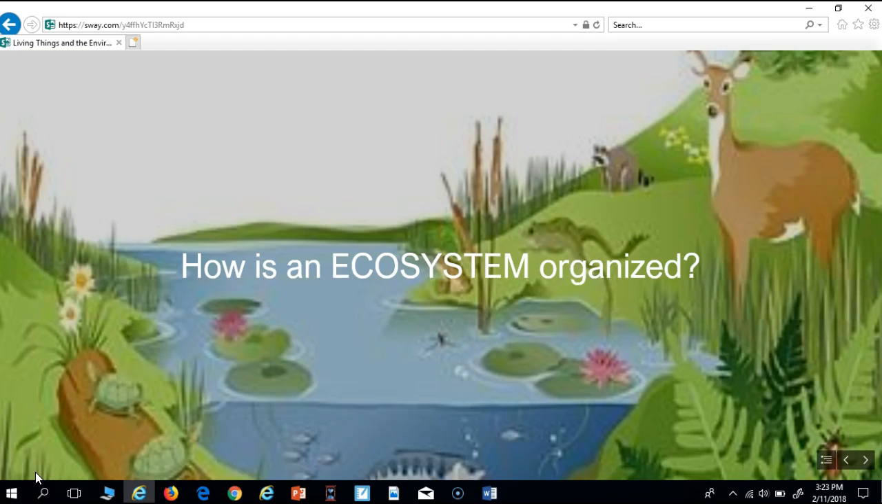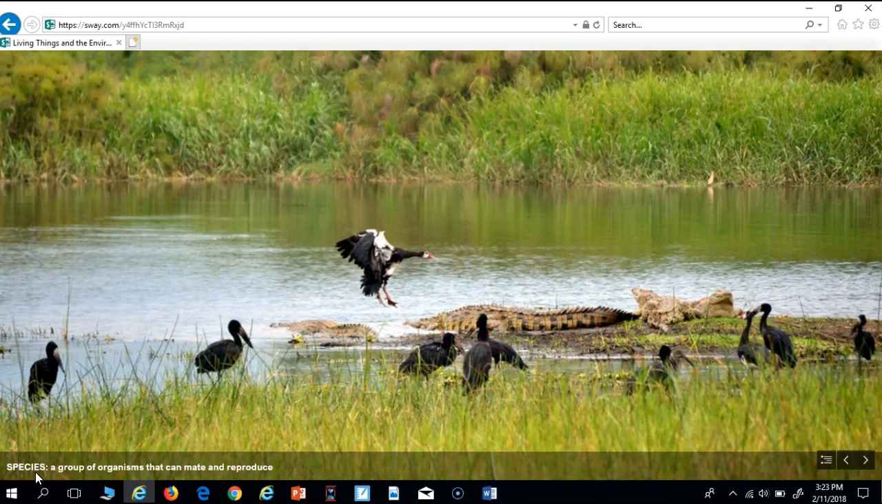So how is an ecosystem organized? Well, first you have a species. And a species is a group of organisms that can mate and reproduce.